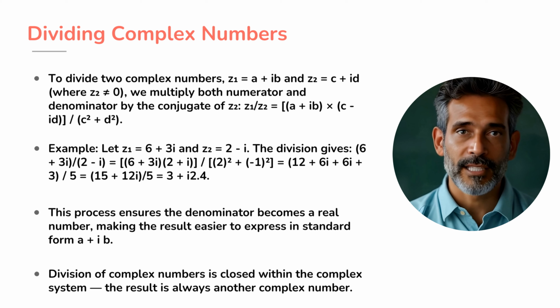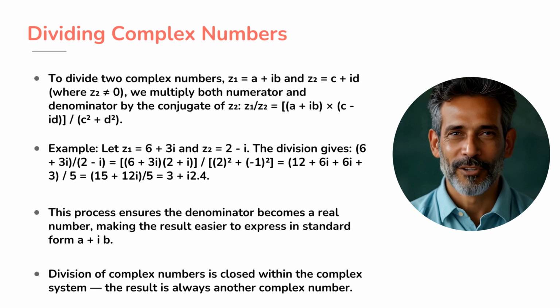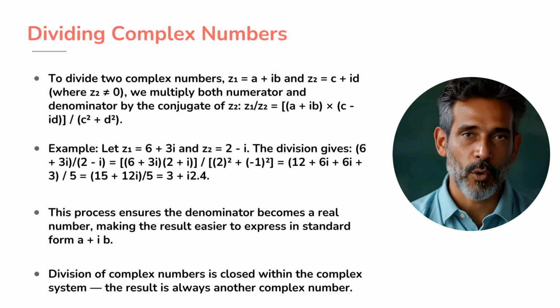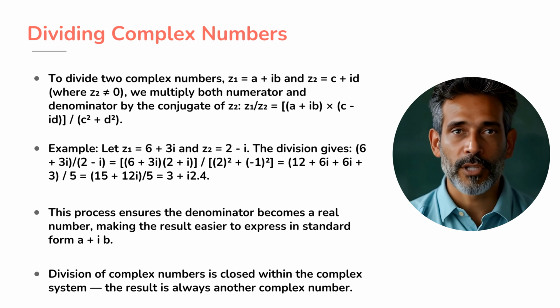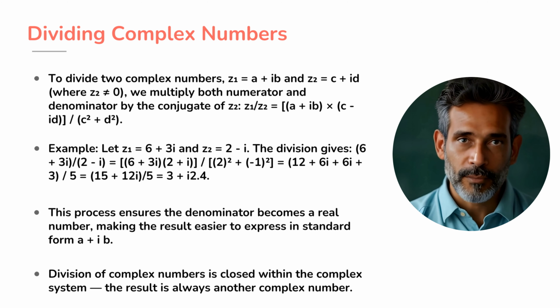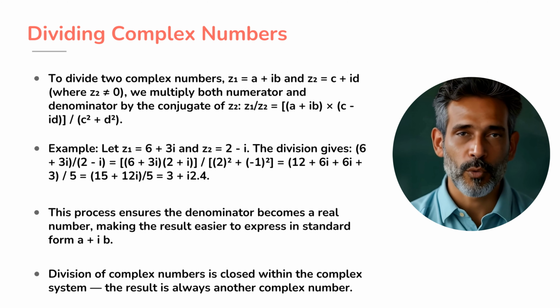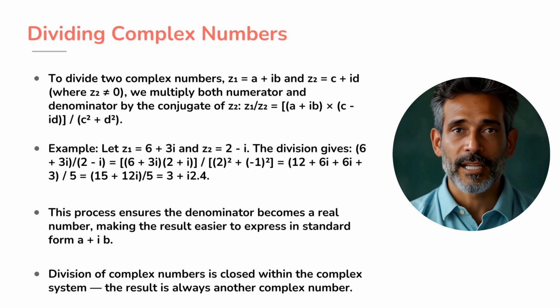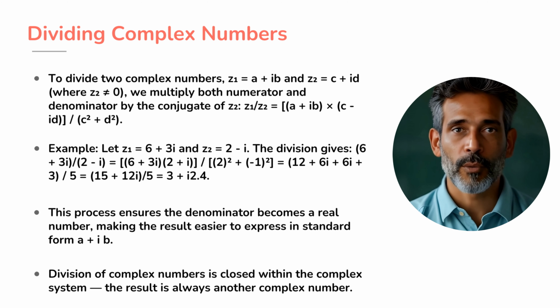For example, let z1 = 6 + 3i and z2 = 2 - i. We compute (6 + 3i) divided by (2 - i) equals (6 + 3i)(2 + i) divided by 5. That expands to (15 + 12i) divided by 5, which equals 3 + 2.4i. This method ensures that the denominator becomes a real number and the result is always expressed in standard form.